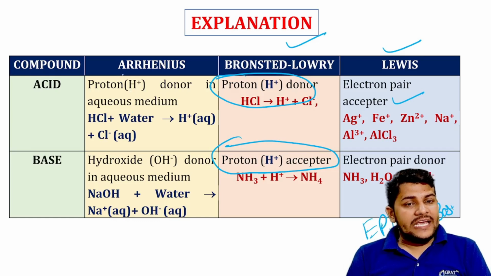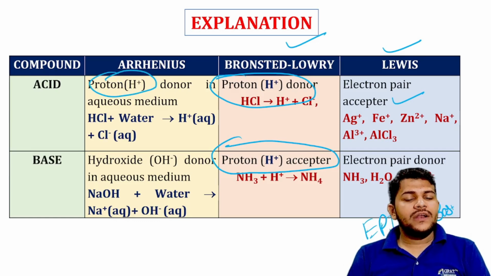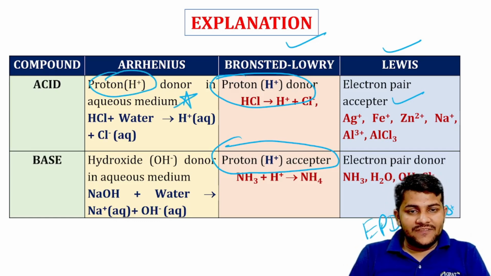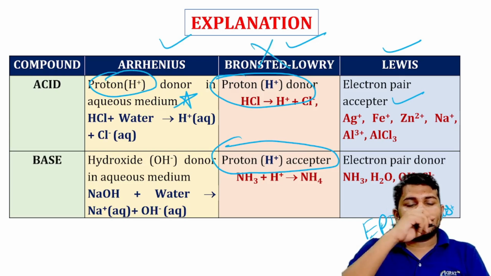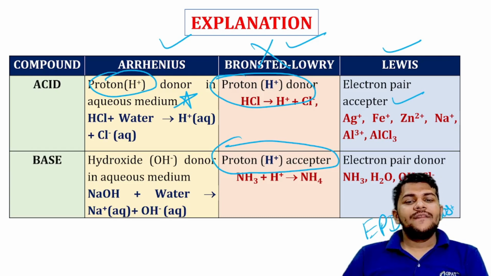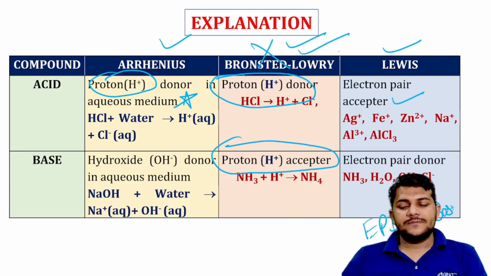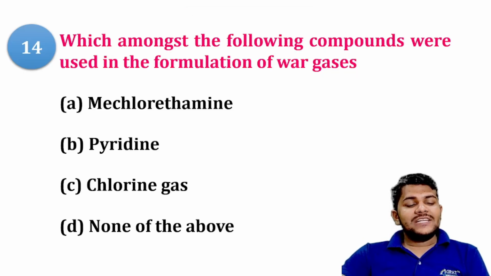And the H positive ion donor in aqueous solution, this is dealing with aqueous solution, the Arrhenius theory. Bronsted theory has no concept related to aqueous solution. They are only and only for the non-aqueous. Got it? Next question for you.